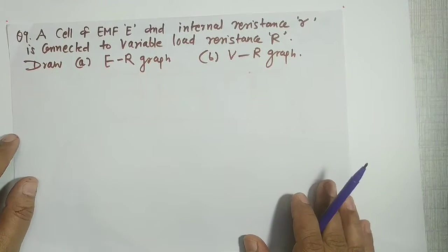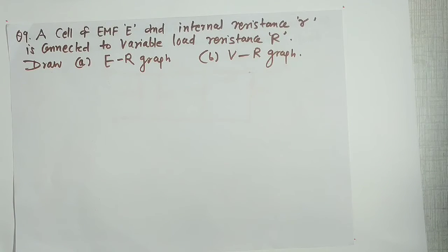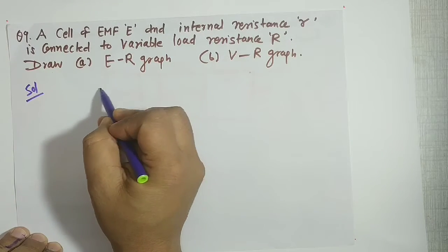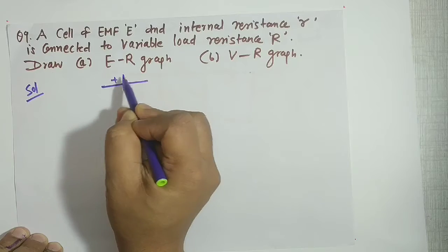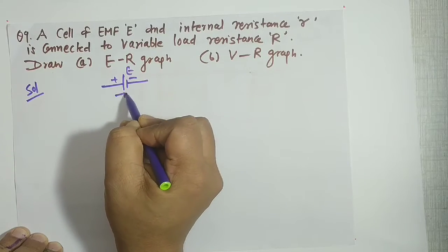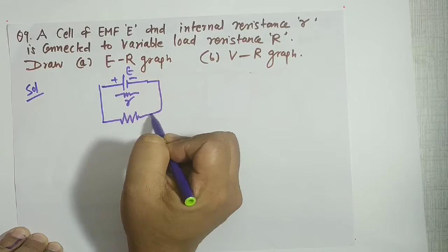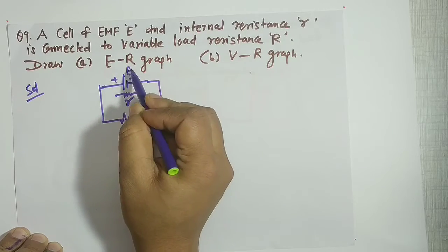What is question number 9? A cell of EMF E and internal resistance r is connected to variable load resistance R. Draw the ER graph and VR graph. I think I gave you this question in the assignment also, but I want to tell you how to solve it. Say there is a battery with EMF E and internal resistance r, connected to some external resistance capital R. So we have to draw the ER graph.